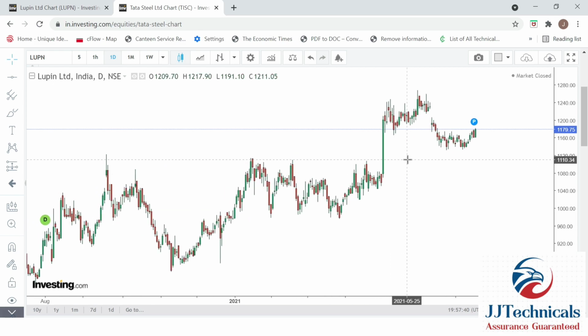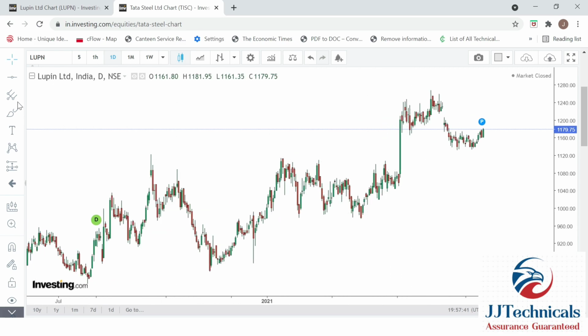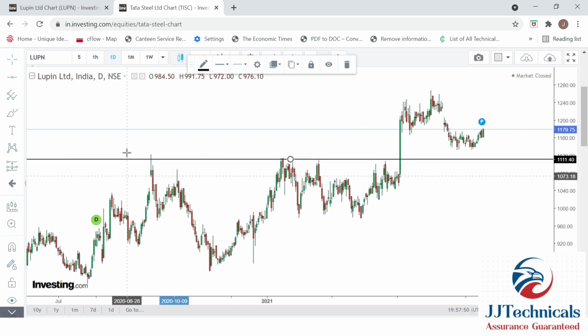Let's say this is your resistance here, this is your new resistance. Here the stock cannot breach, and here also the stock cannot breach, here the stock cannot breach, here also the stock cannot breach. So this is called your resistance, and let's say we can draw a support here.